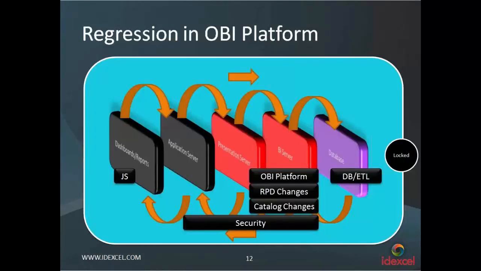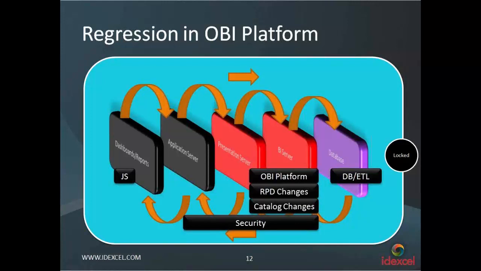So why does regression come into the picture? What are the various areas where a change could happen? We've been working with many customers, and what we're learning is that on the front end there are simple things, like JavaScript. Let's say a specific role requires a new JavaScript function to be implemented. That may work on one browser, but another browser doesn't get it, and it fails to load a specific report. So simple things like that.